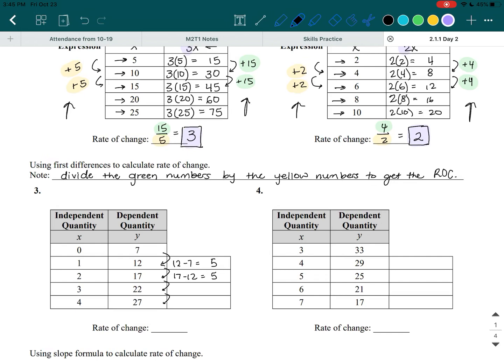The next number jump is 17 to 22, so you're going to do 22 minus 17, and you get 5. The next jump is 22 to 27, so you subtract them, and you get 5. Notice that all of these say 5. They are all the same. So this is our first difference. I'm just going to write that out here.